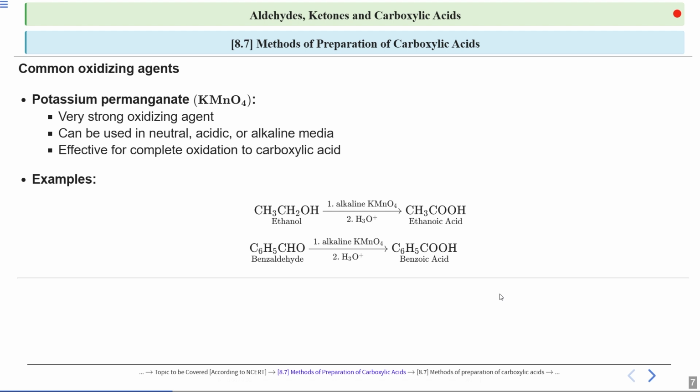It is oxidized to benzoic acid. So from an aldehyde, you are oxidizing it to a carboxylic acid. In the previous example, you had alcohol, which was directly oxidized to carboxylic acid. Now you have benzaldehyde, which is an aldehyde. It is oxidized to benzoic acid using alkaline KMnO4 followed by acidification. So this shows the versatility of potassium permanganate in oxidizing different types of compounds.